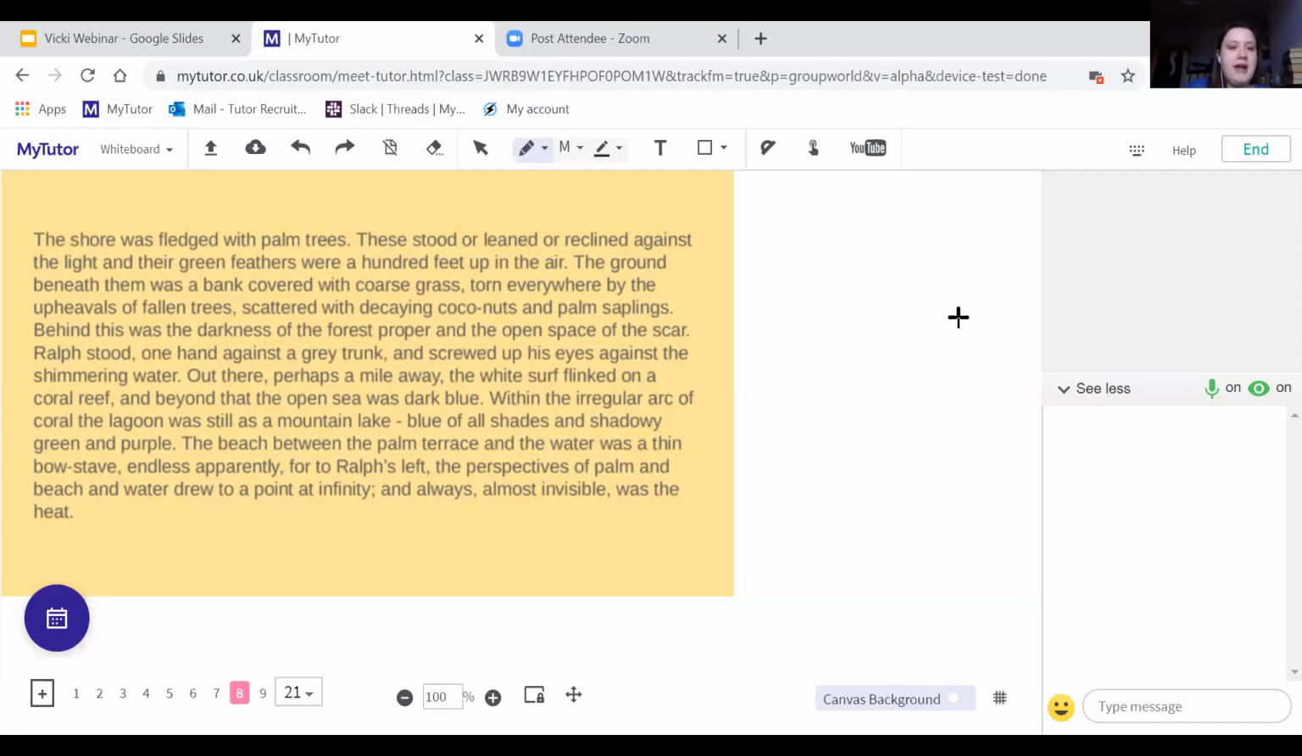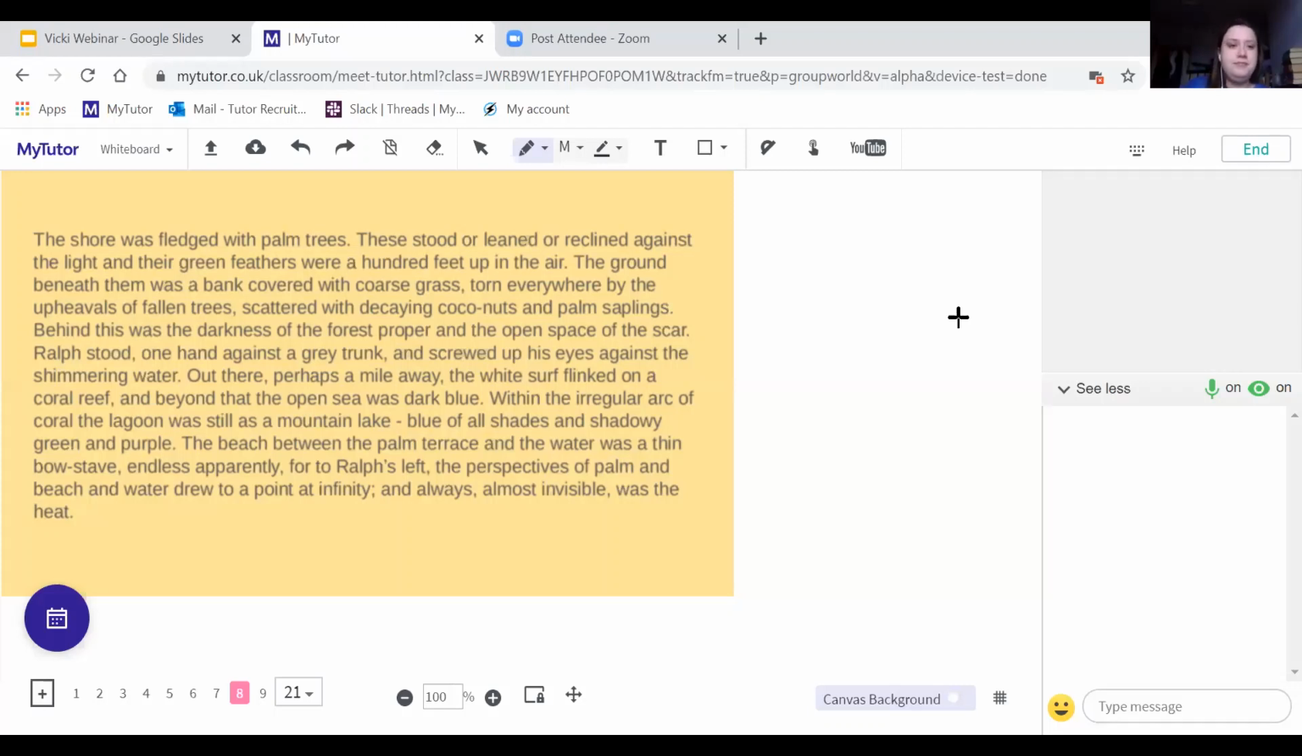Ralph stood, one hand against a grey trunk, and screwed up his eyes against the shimmering water. Out there, perhaps a mile away, the white surf flickered on a coral reef, and beyond that the open sea was dark blue. Within the irregular arc of coral the lagoon was still as a mountain lake, blue of all shades and shadowy green and purple. The beach between the palm terrace and the water was a thin bow-stave, endless apparently, for to Ralph's left the perspectives of palm and beach and water drew to a point at infinity, and always, almost invisible, was the heat.